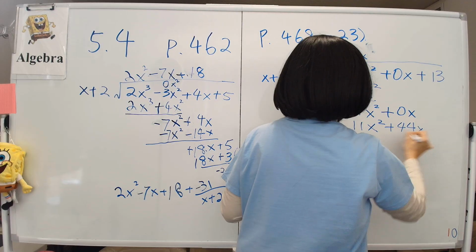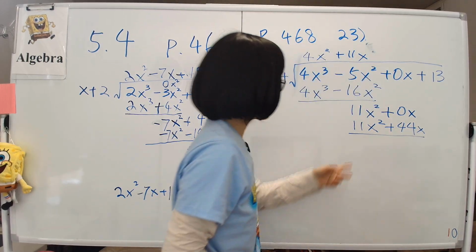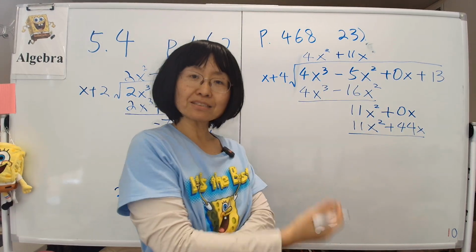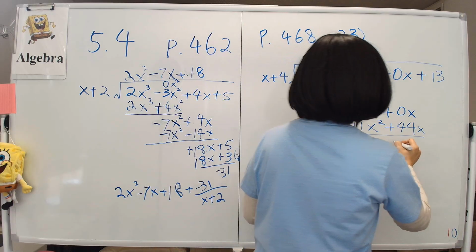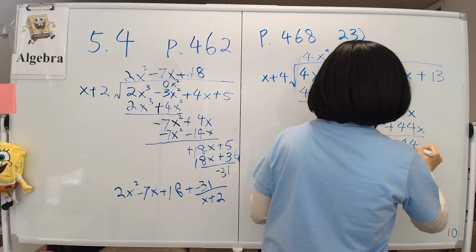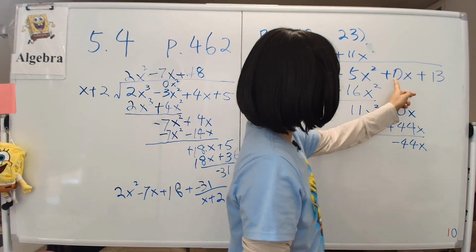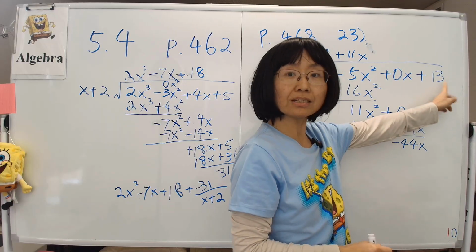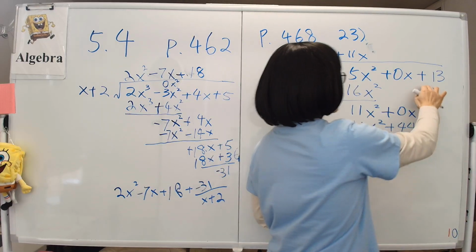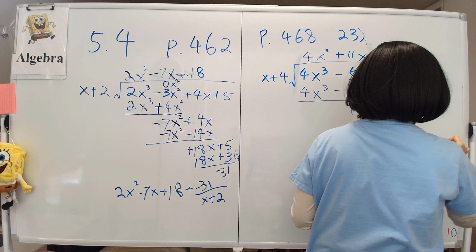44x. And then, what do you do with the 0? Nothing. You just do the subtraction. 0 minus 44 is negative 44. Okay, and then we write down the next term. If this were 0, then you would write down 0. But it's not 0, so we write down whatever it is, plus 13.